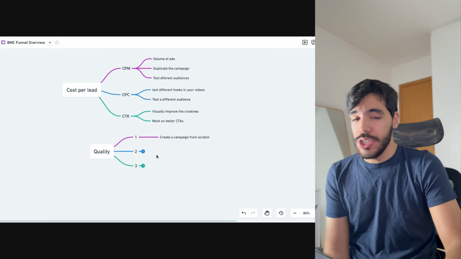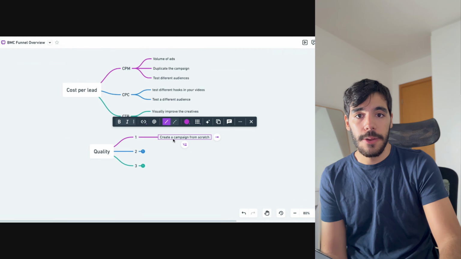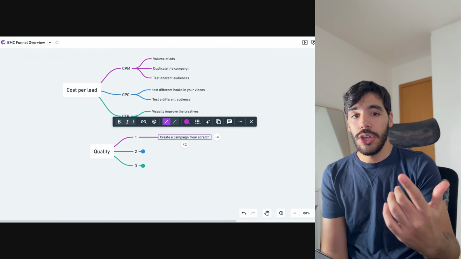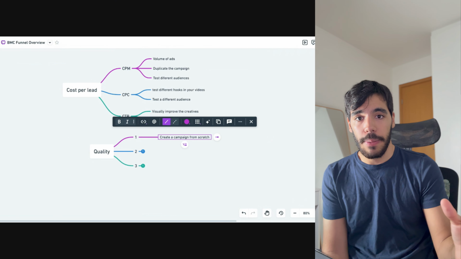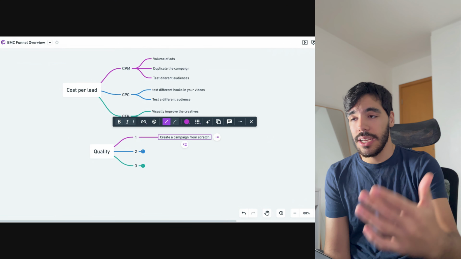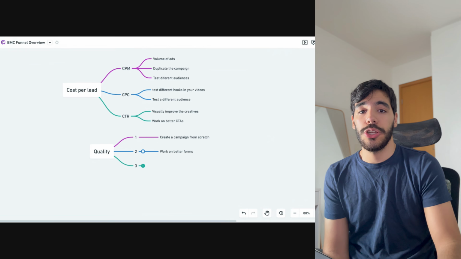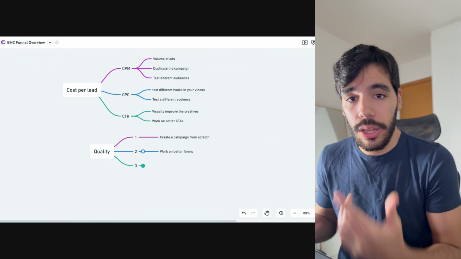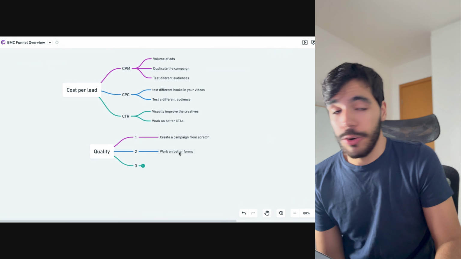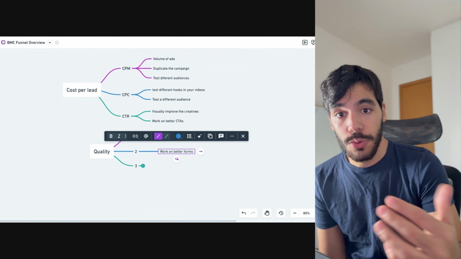Now, three steps to increase the quality. First, you need to create a new campaign from scratch, right? Because when you do this, you are resetting the learning phase of the campaign. You are resetting the intelligence, the data, everything from the campaign, right? You're creating a campaign from scratch. You need to make sure also that right at the beginning, you are feeding this new campaign with quality data. And for that, you need to work on better forms. You need to create better forms.